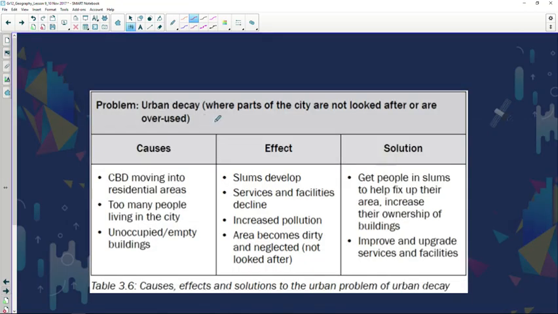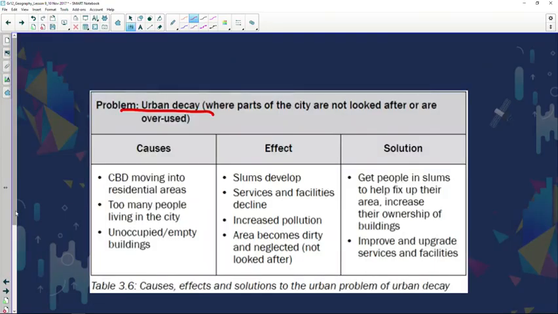Now, urban decay is a massive problem, and the main cause for that is property owners not looking after their properties. Now, it's usually the CBD when it moves into the residential areas, the fringe of the CBD. And basically, there's too many people. There's not enough space for everyone living in the CBD. So what happens, unoccupied buildings, the people don't pay rent anymore. There's no landlords looking after the place, maintaining the place. So what happens? Slums develop.